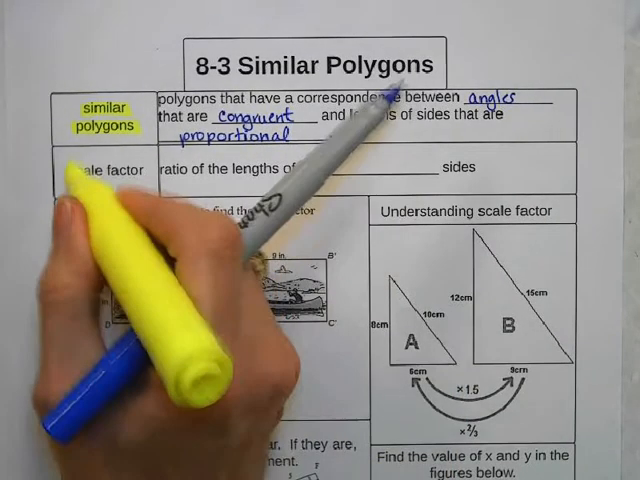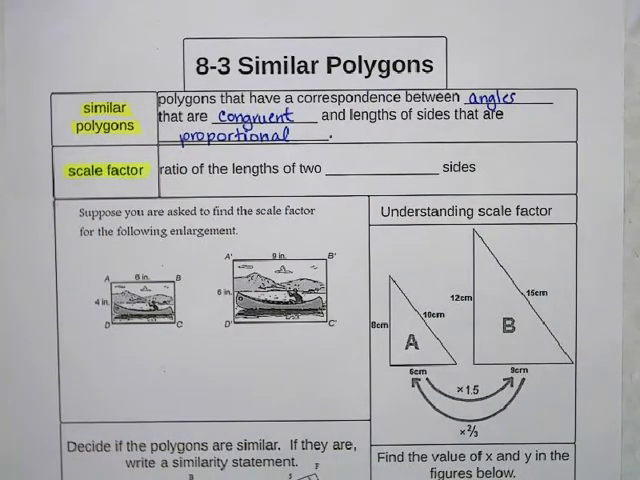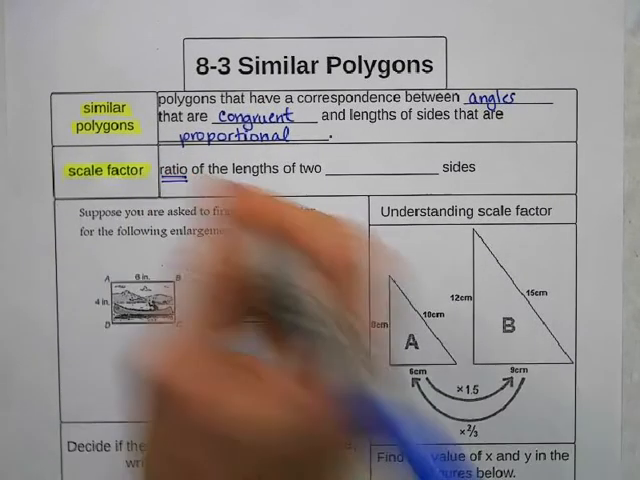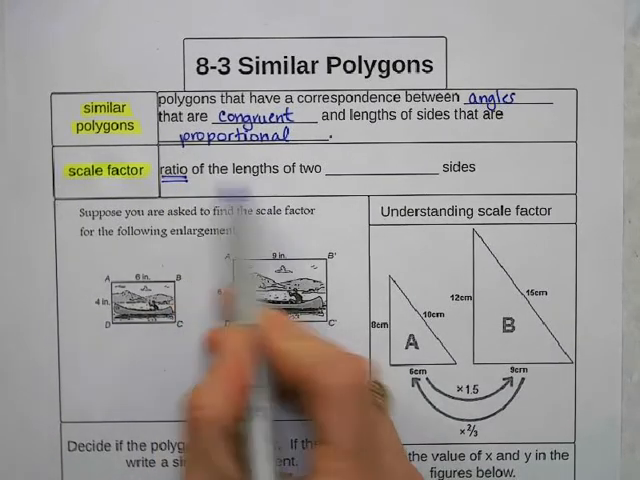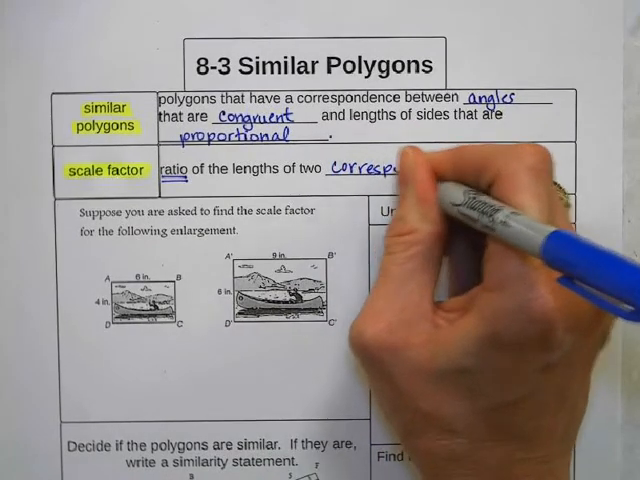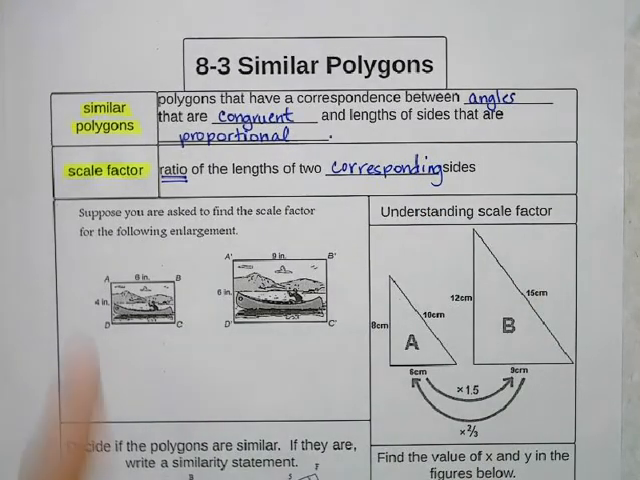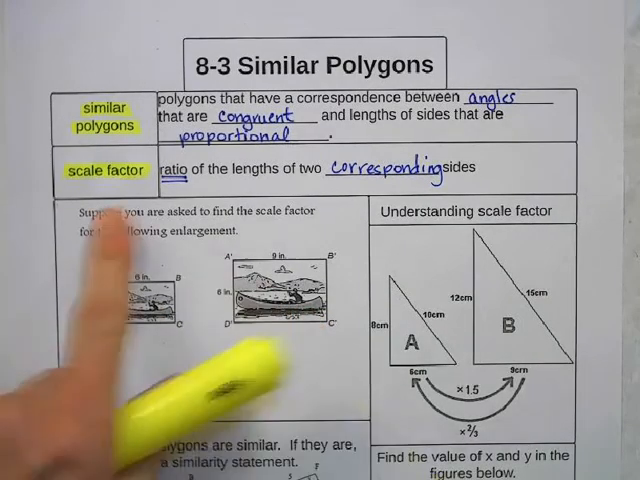But let's talk about scale factor for a second, because that is a huge deal. All right, we talked a little bit about ratios in the last section, and that's what a scale factor is. It is a ratio, a fraction. And to make this fraction, all you take is the lengths of two corresponding sides. So let's look at the example right here.